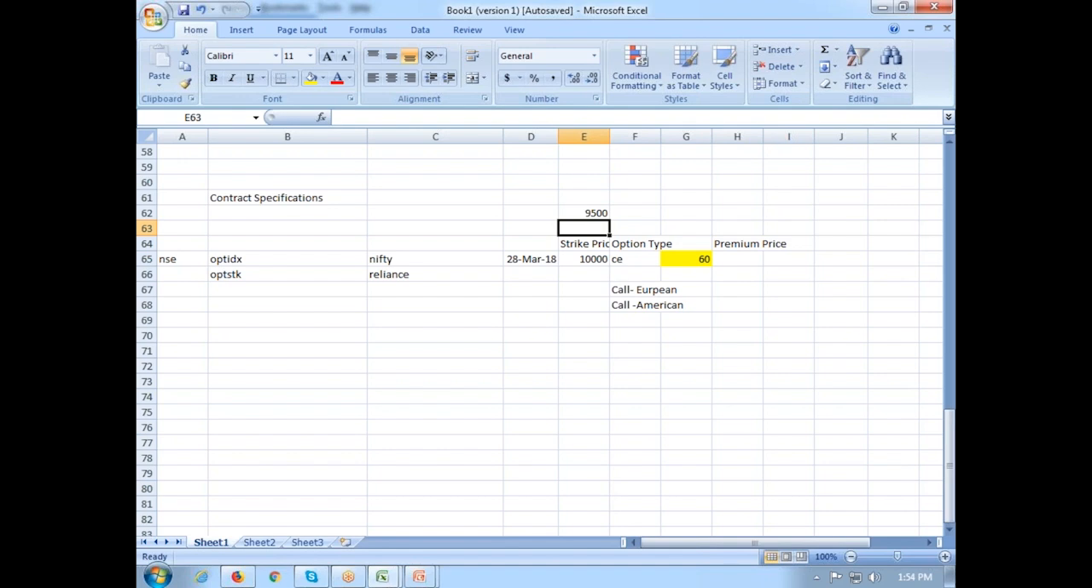I'm paying for the probability that the Nifty might rise from here and cross this level. Got it? If there's some problem with the understanding, it will come slowly. By the time you reach the second or third class, it will come slowly.